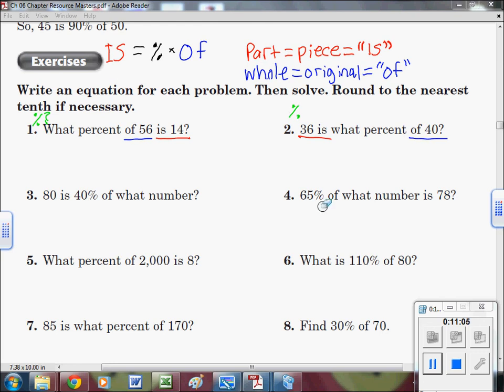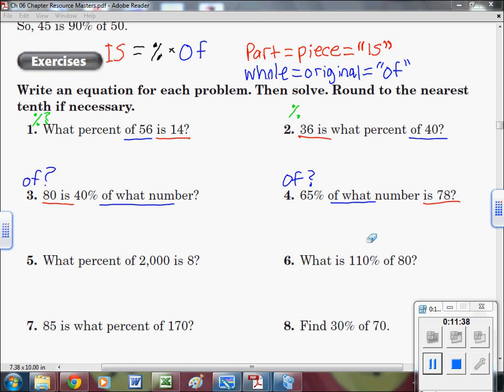Now look at number 4 right below it. 65%, oh, they gave us a percentage this time. Of what number is 78? Well, hey, they gave us the is number. Of what number? That means we don't know the of, but we do know the percent. So in this question, we're looking for the of number. We're looking for the entire number, the whole, the entire pie that it came from. And number 3, 80 is, that's the is number. 40%, that's the percentage. Of what number? So we're looking for the of again in number 3.